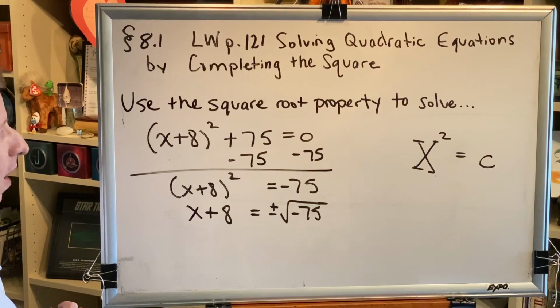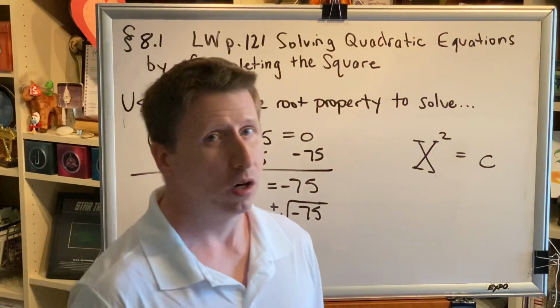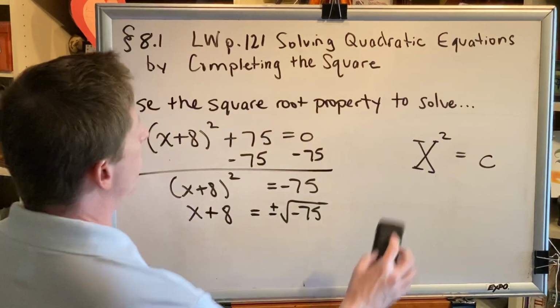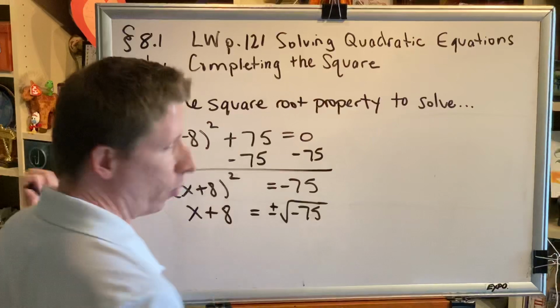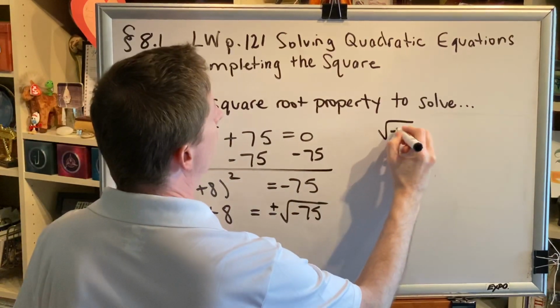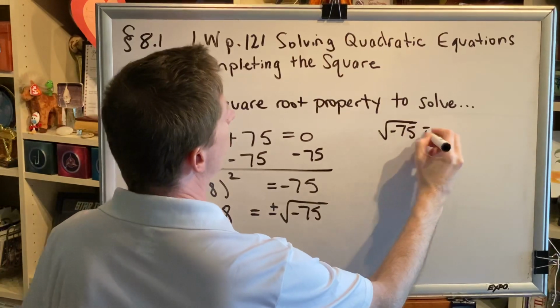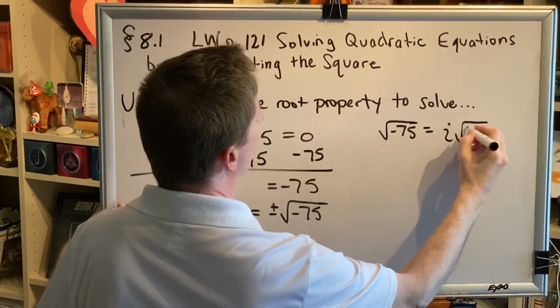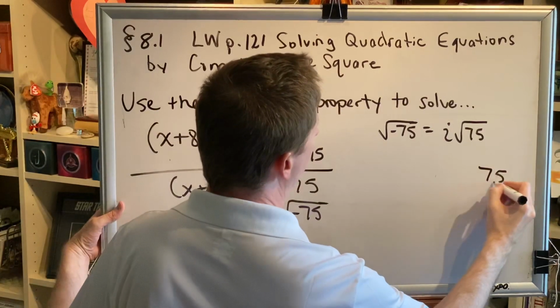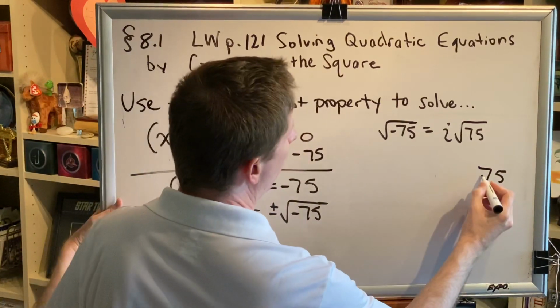Now we're going to solve for x. We're also going to simplify the radical. You can do it in either order. I think we'll go ahead and simplify the radical first. We learned in chapter 7 that when you have a negative under a square root, that means i will be part of your answer. The square root of negative 75 is equal to i times the square root of positive 75. And 75 is a radical that can be reduced.